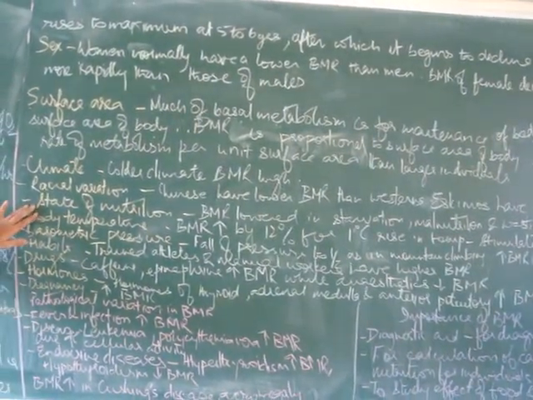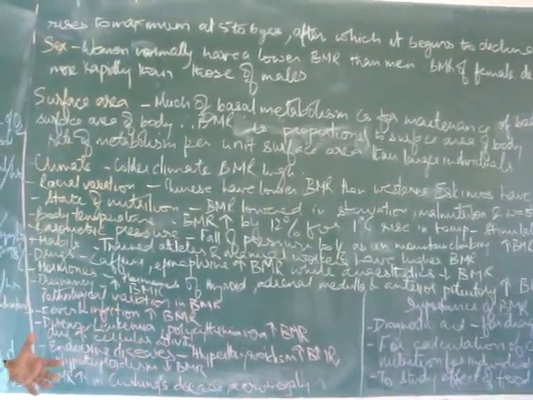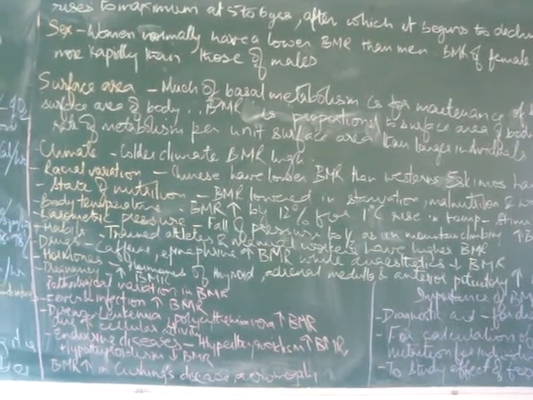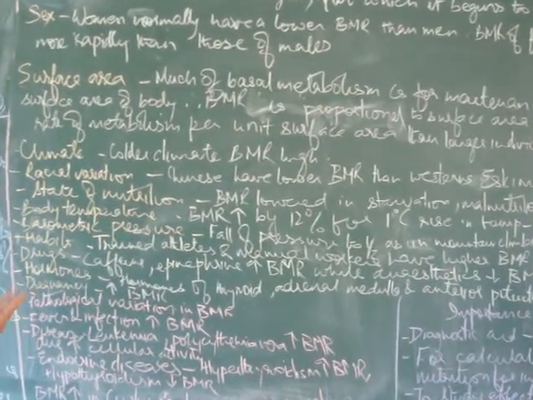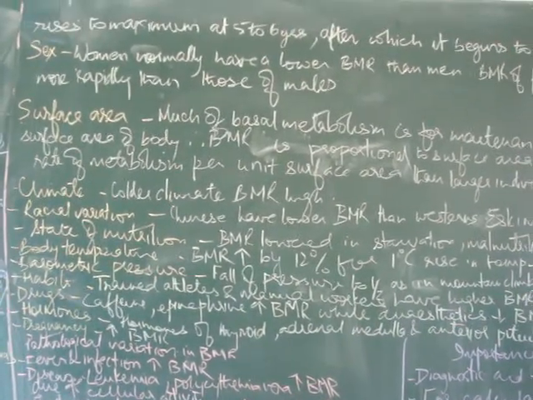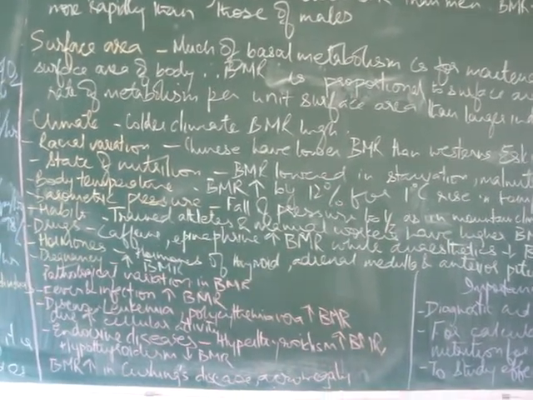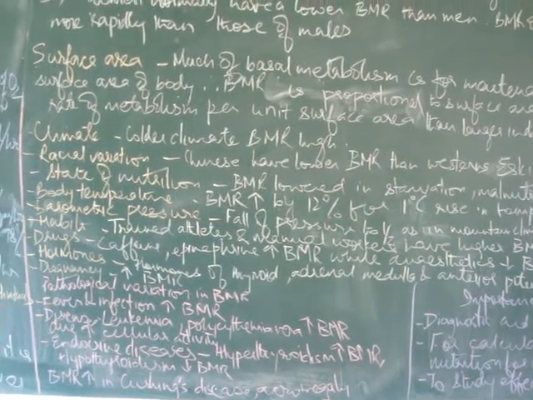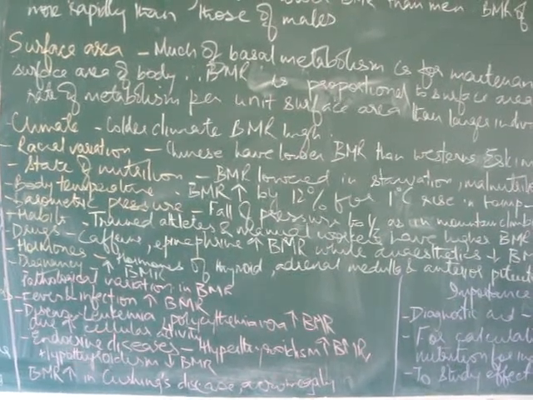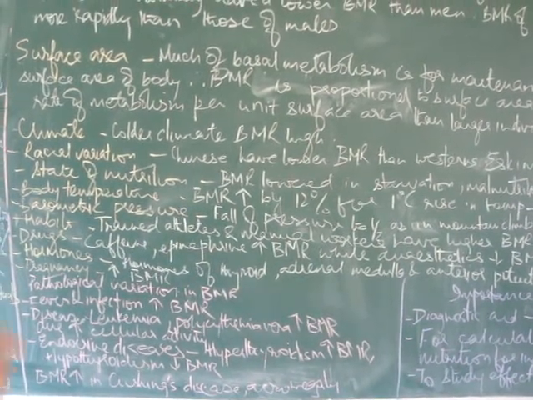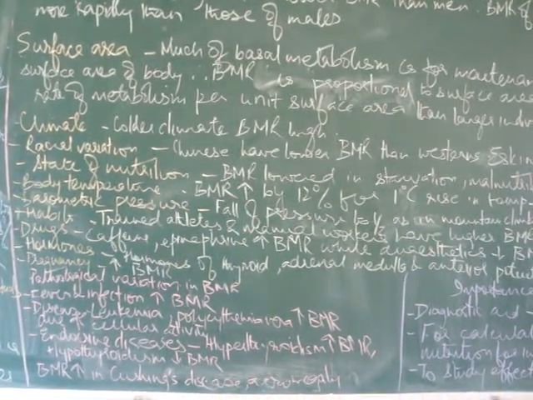Then state of nutrition. BMR is lower in starvation, malnutrition and wasting diseases. If a person does not take nutritious food and is suffering from a lesser amount of nutrients, then that person will have a lower BMR. Body temperature: BMR increases by 12% for 1 degree rise in temperature. So if a person has fever, then that person's BMR is going to increase because it stimulates chemical processes in our body, so the temperature rises.